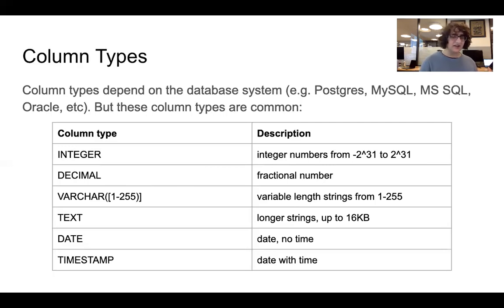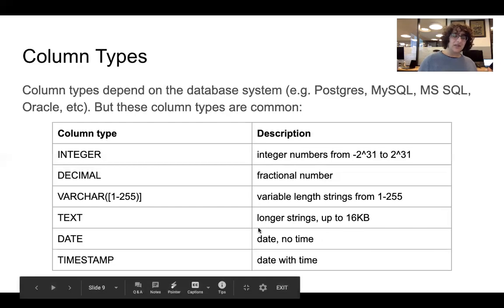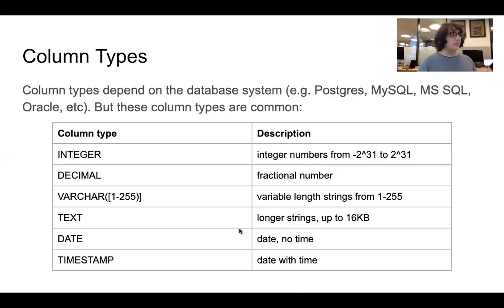I don't know necessarily the good use case for using a lower one, unless you want to make absolutely sure that there's a maximum length for whatever text is being stored there. Text gets you longer strings up to 16 kilobytes. Dates give you a date with no time. Timestamps give you a date with time. We're going to be working with PostgreSQL mostly, but you'll be encountering other SQL systems as well in the course of your life, and also other systems that don't use SQL at all, like MongoDB and NoSQL.